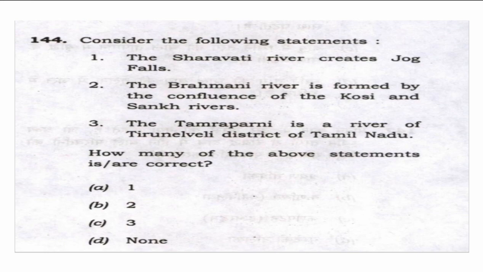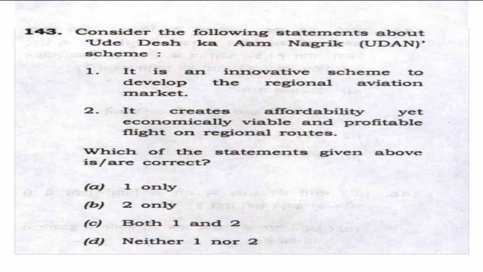Now, coming to the seventh question, consider the following statements about the Ude Desh Ka Aam Nagarik scheme. The first statement is, it is an innovative scheme to develop the regional aviation market. The second statement is, it creates affordable yet economically viable and profitable flights on regional routes. Which of the following statements are correct? Option A 1, B 2, C both 1 and 2, D neither 1 nor 2.